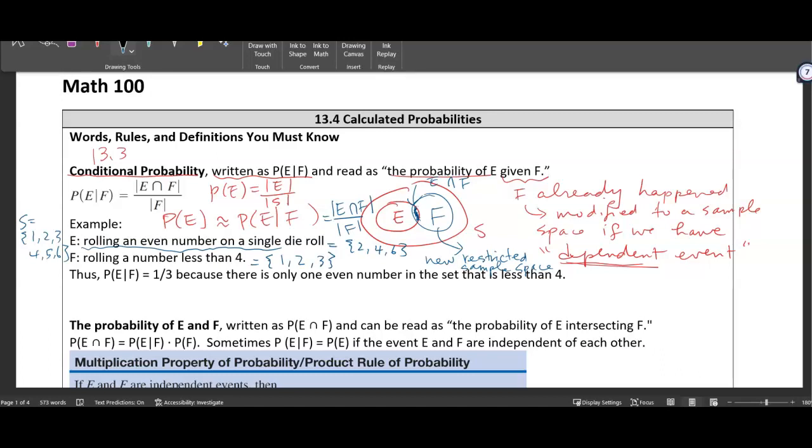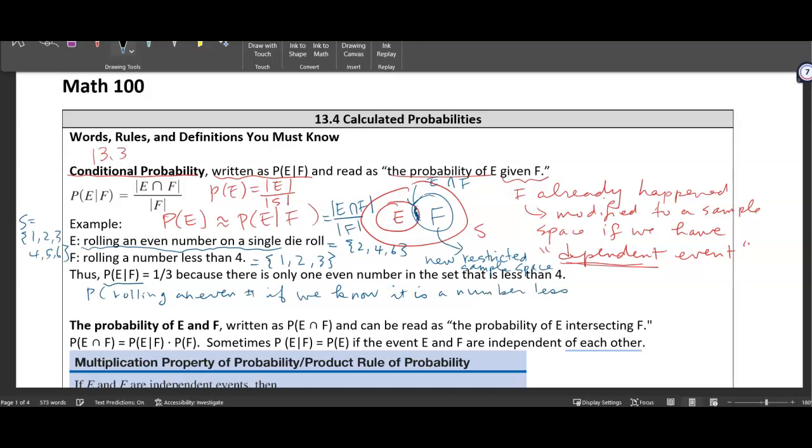If we are only rolling one die, not 2 different dice, what this is saying is: what is the probability of rolling an even number, E, given that we already know for a fact it is a number less than 4?